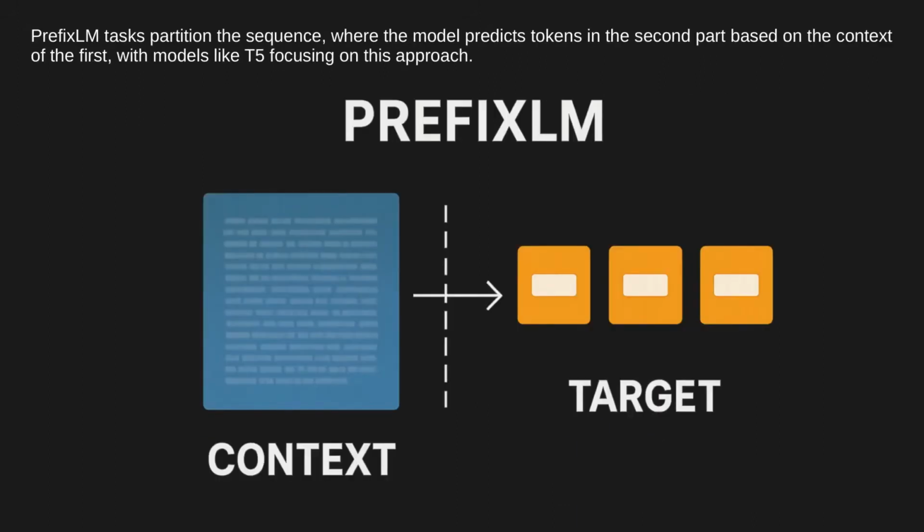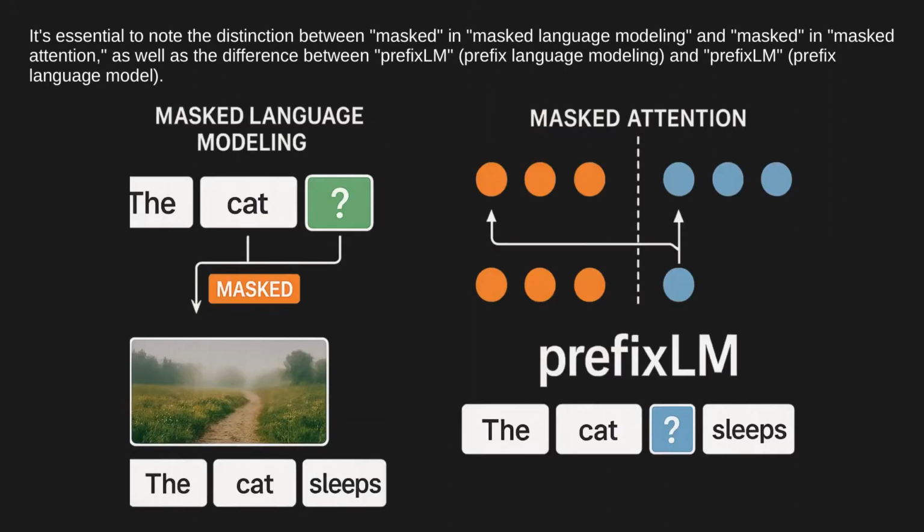Prefix LM tasks partition the sequence, where the model predicts tokens in the second part based on the context of the first, with models like T5 focusing on this approach. It's essential to note the distinction between masked in masked language modeling and masked in masked attention, as well as the difference between prefix LM, prefix language modeling, and prefix LM, prefix language model.